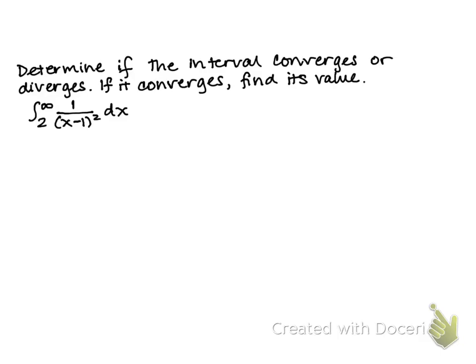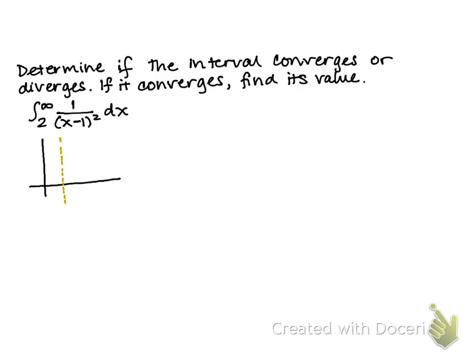In our first example, we're going to determine if the integral converges or diverges, and if it does converge, we're going to find its value. So we're looking at the integral from 2 to infinity of 1 over (x minus 1) squared. This is inverse square variation with a transformation, a shift 1 unit to the right. So instead of having an asymptote where x is 0, we're going to have an asymptote where x is 1.